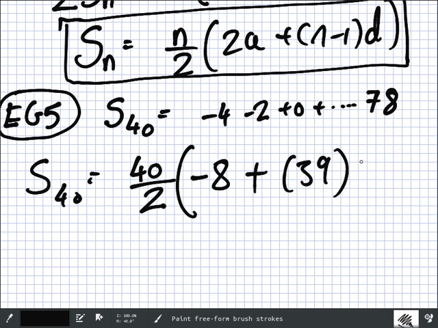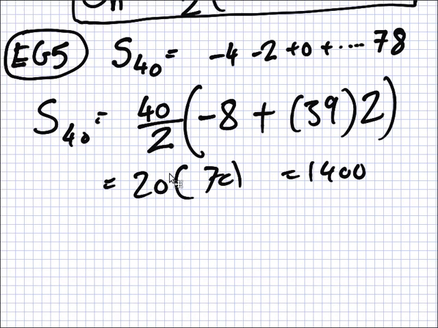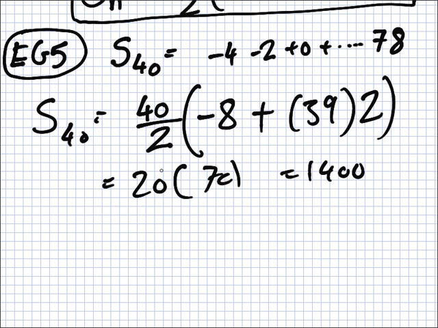And what's the d? So this will be 20 times 78 minus 8. 70, is it 1400? Okay. 1400. Straightforward, we're just using the formula. But A is plus 2 now. No, what's A? A is minus 4. Oh, yeah. D there.